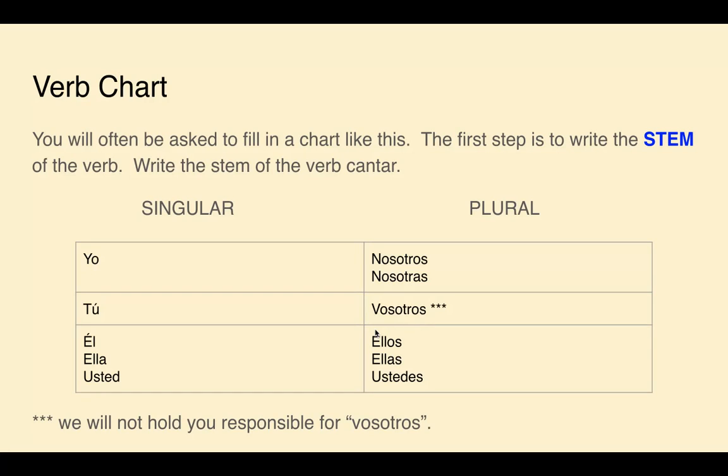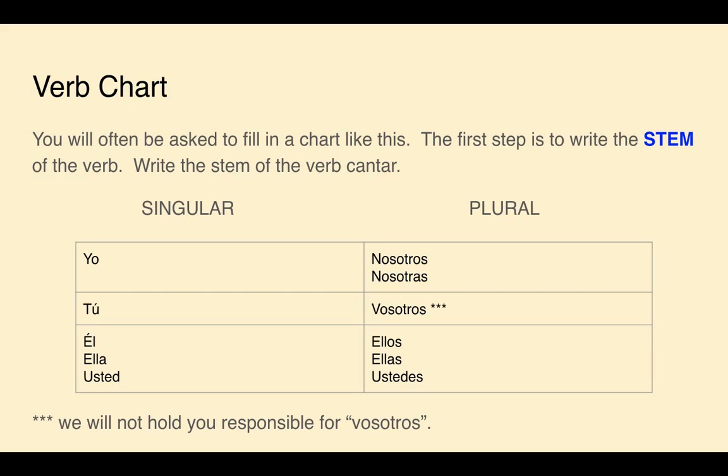So we have a verb chart. This is a blank one except for the subject pronouns. If you don't remember what these subject pronouns mean, I highly recommend you go back and learn them because they don't ever go away. Okay? So the first step, if you ever have to conjugate a verb, is to write down the stem of the verb. So we're going to start practicing with the verb cantar. Remember, cantar means to sing, like a cantor at some places of worship sings songs, or maybe you think, well, I can't sing a song.